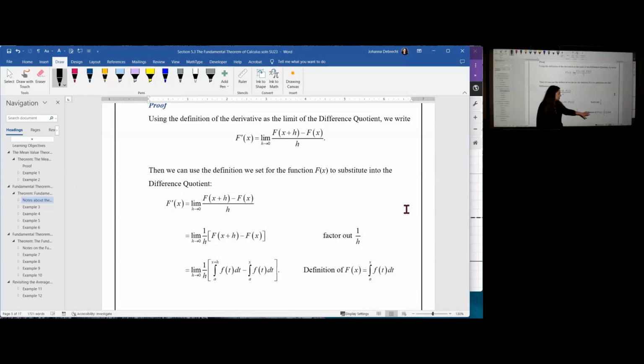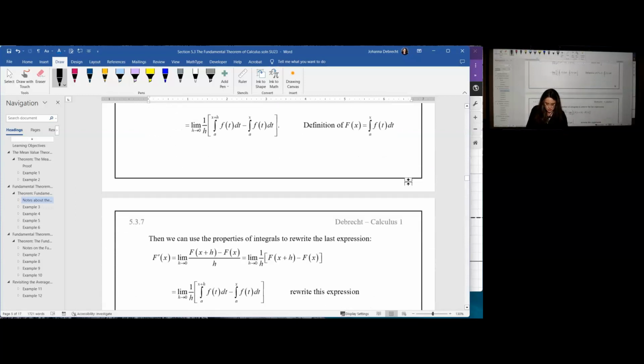We defined this antiderivative to be the integral from a to a variable expression of x of f of t dt, the lowercase function. We can then rewrite F of x plus h as the integral from a to x plus h. Notice it is an expression involving the independent variable, of f of t dt. And we can rewrite F of x as the integral from a to x of f of t dt.